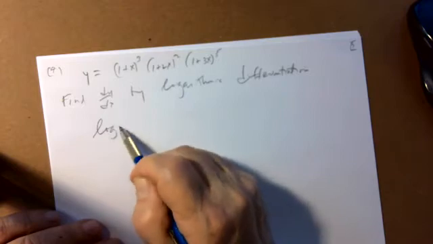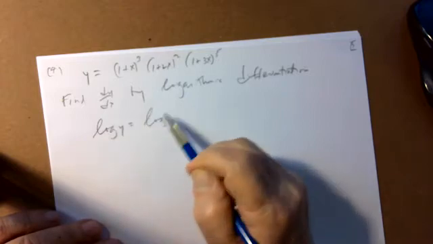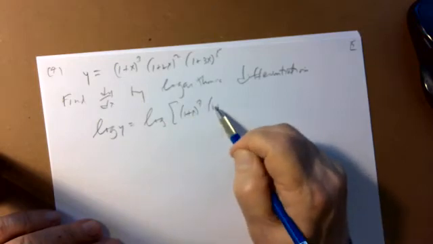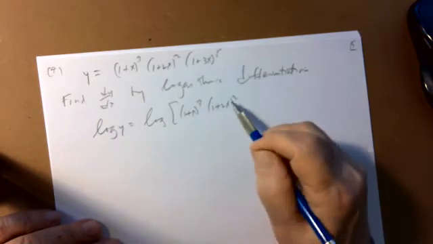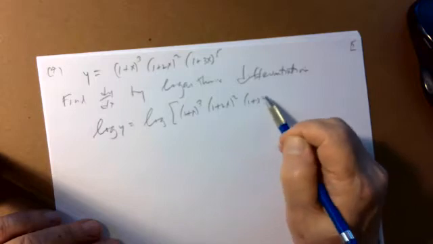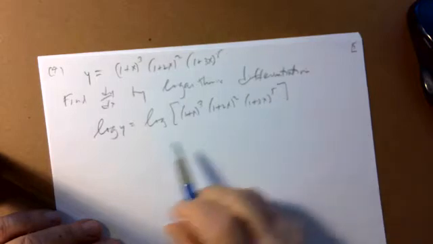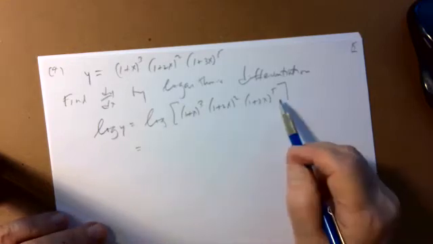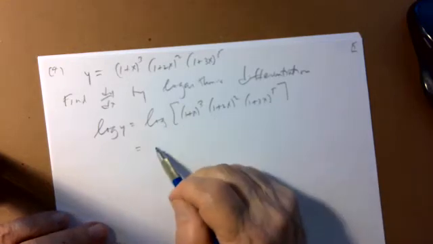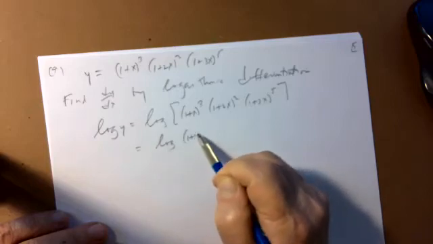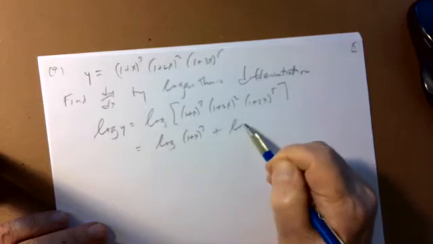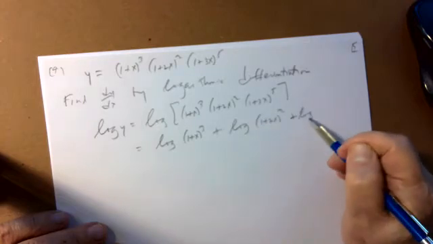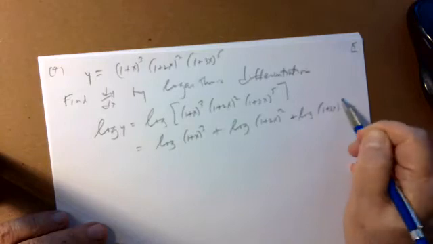So the log of y is the log of this expression, (1 plus x cubed)(1 plus 2x squared)(1 plus 3x to the 5th). So we have to use properties of the logarithm. The log of a product is the sum of the logs. So this is the log of 1 plus x cubed plus the log of 1 plus 2x squared plus the log of 1 plus 3x to the 5th.